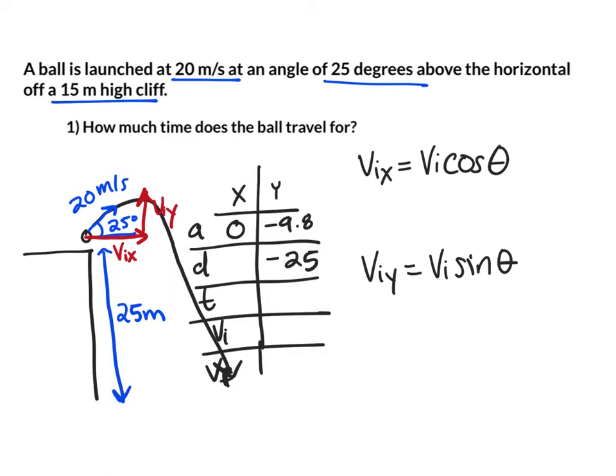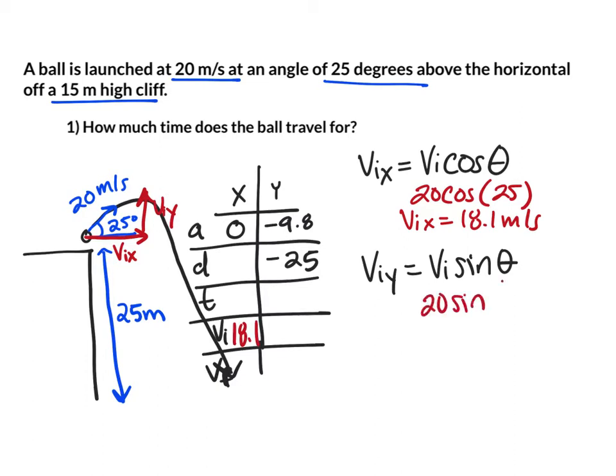So going back to the formulas, you have VIX is 20 meters per second times cosine of 25. And when you work that out in the calculator, you are going to get 18.1. And that is meters per second because it is velocity. So we can add that in here. And then for our VIY, it'd be 20 sine 25. And then when you do that, you're going to get 8.45. And that is in meters per second as well.